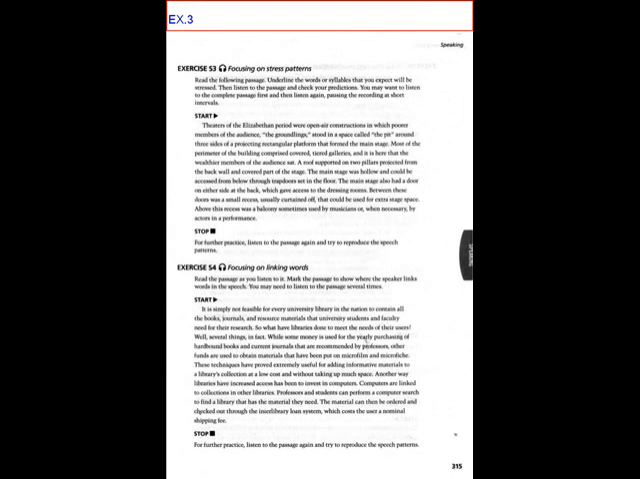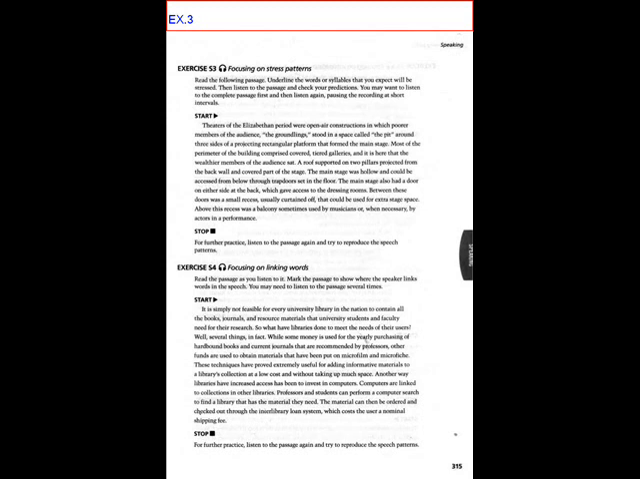Exercise S3. Focusing on stress patterns. Theaters of the Elizabethan period were open-air constructions in which poorer members of the audience, the groundlings, stood in a space called the pit around three sides of a projecting rectangular platform that formed the main stage.